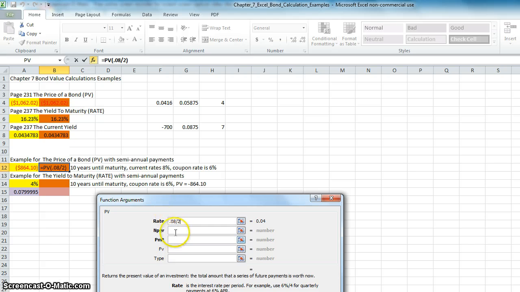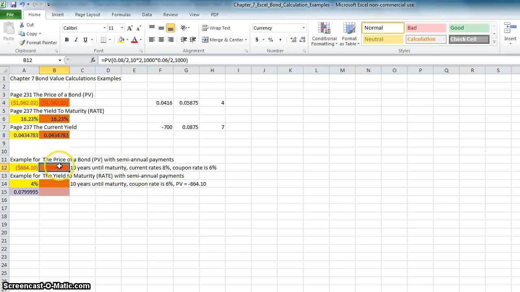but since this is semi-annual, and again this is the current rate, I'm going to divide that by 2. Since it's 10 years, I have to say 10 times 2, because every 6 months we're going to receive a payment. Since the coupon rate is 6%, 1,000 times 0.06 would be $60 a year, but this is twice a year. So we're not going to get $60 every 6 months, we're going to get $30. So let's divide that by 2, and that gets us okay. And again, we get our $1,000 back in the future, and it all matches up. So we would be willing to pay $864.10 for the right to receive this coupon payment of $30 for 20 periods, for 10 years.